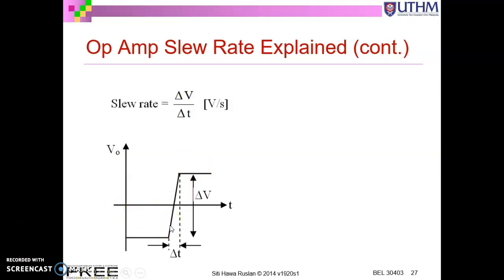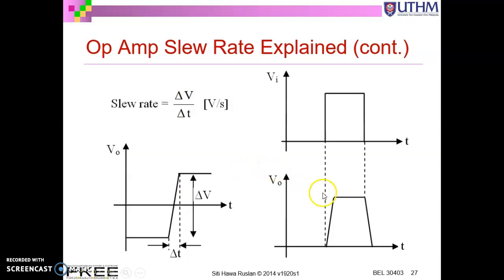A good op-amp shouldn't have a slew rate, meaning that you shouldn't get this type of output. Whenever you have changes in your input voltage, your output should automatically be a straight line over here. There shouldn't be any slope.